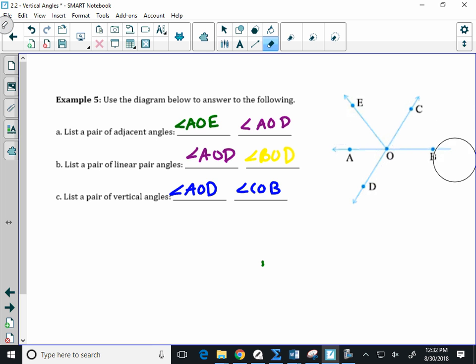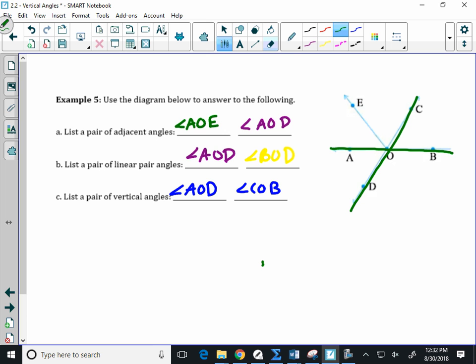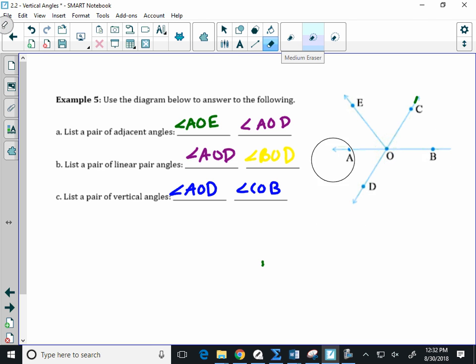What I like to do is find two lines that are making an X. This line's going all the way through, that one's going all the way through, they're making an X. And then you can tell, oh, these two are across from each other, those are vertical. Or these two angles are across from each other, they're vertical. So make an X, pick two angles across from each other when you're trying to figure out vertical angles. Questions over that? The rest of the time is yours.